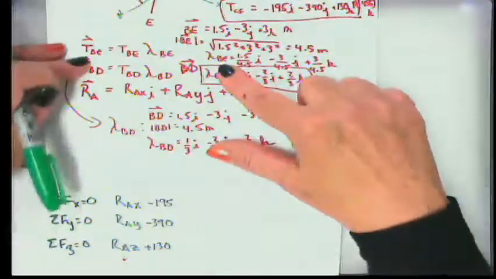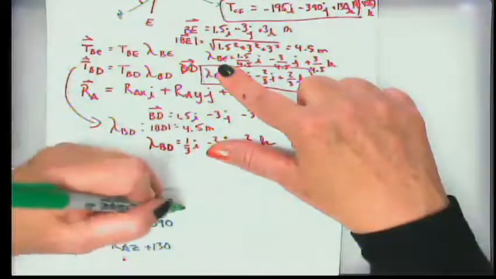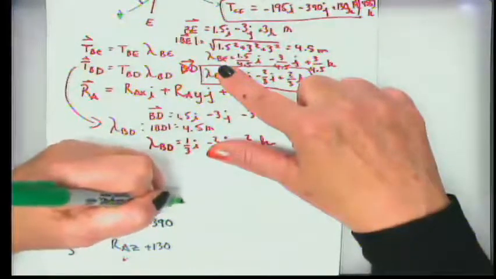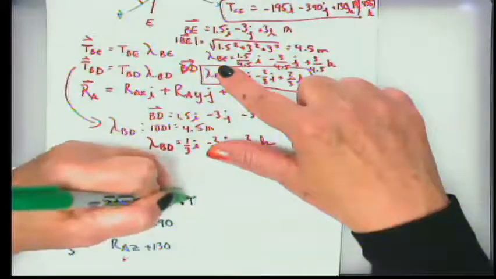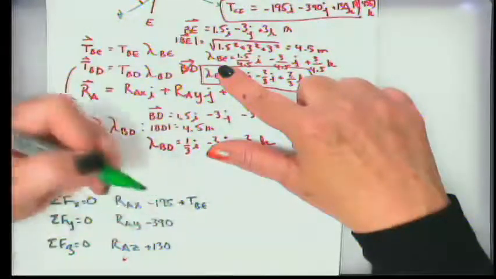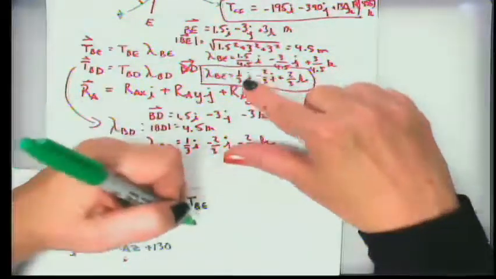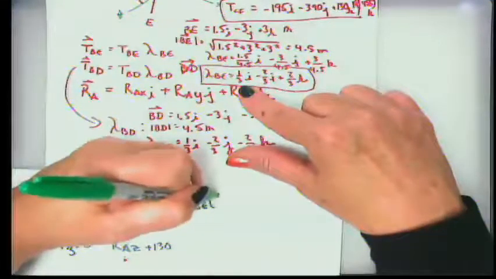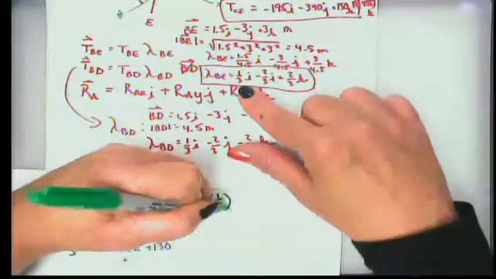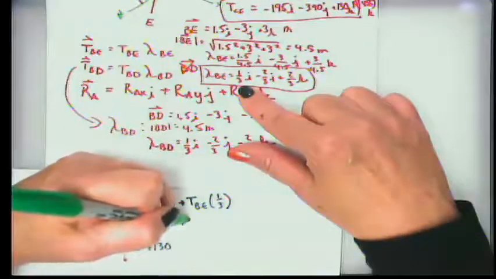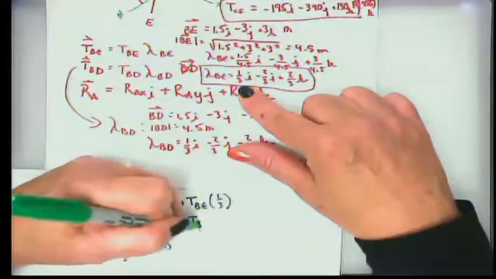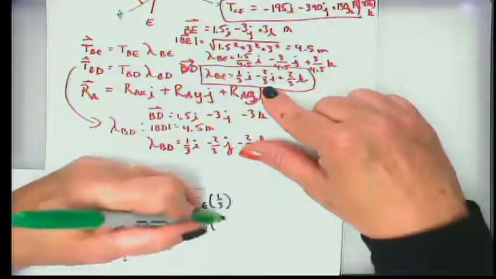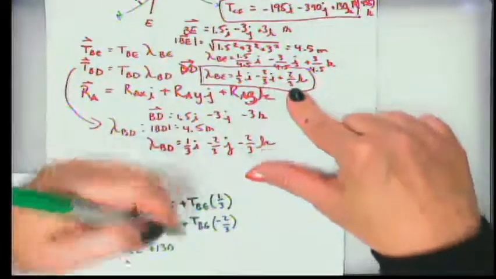I have the tension in BE, so I need to write the tension in BE in the x direction, which is the magnitude of the tension of BE times the unit vector. And similarly here in the y direction, it's going to be like that, and in the j direction.